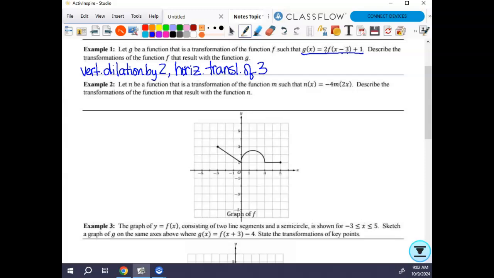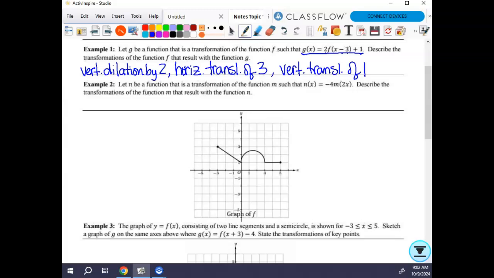All right, then does this 1 affect x or y? Y. So this is a vertical translation of 1. Everybody good with that? That's old business with some kind of new wording. All right, so example 2.